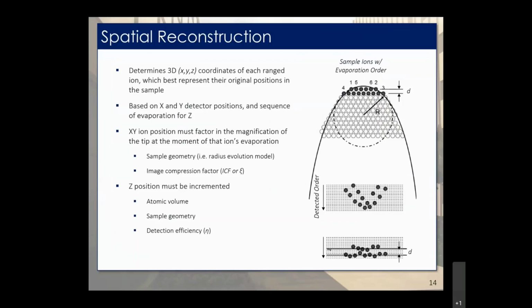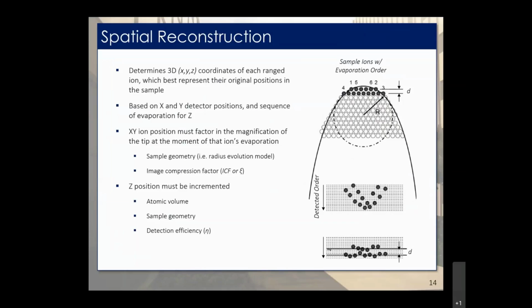Otherwise, it will be essentially a falsely compressed data set. So to show this schematically, we have this figure on the right, and it's maybe a little confusing at first glance, so I'll talk through it for a second.